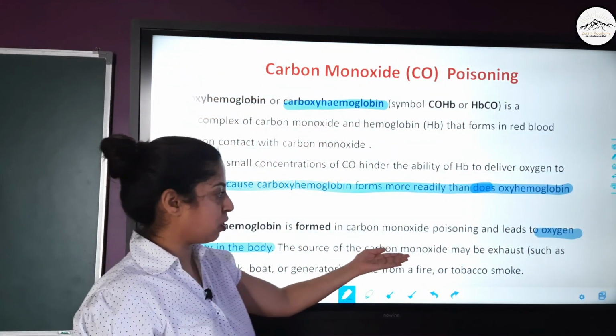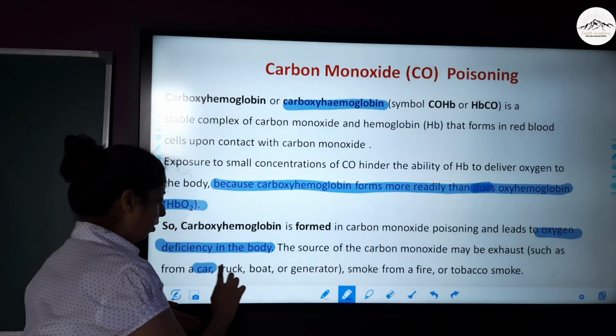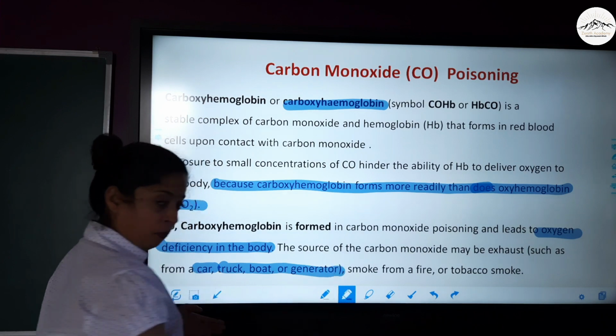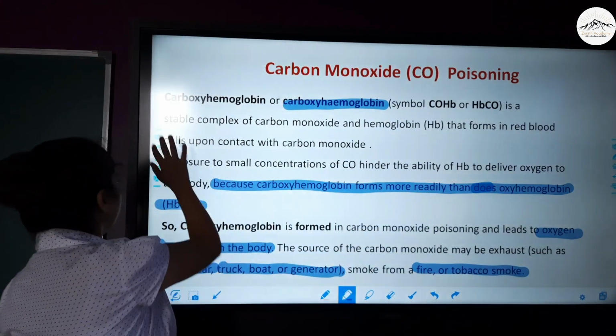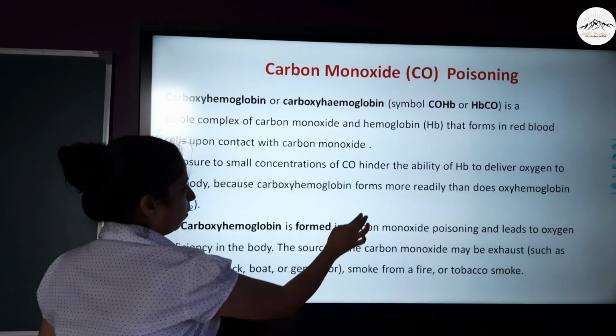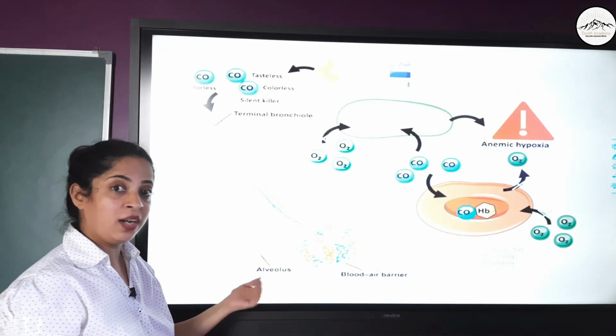Now what are the sources of this carbon monoxide? It can be exhaust such as from a car, truck, boat or generator. It can also be smoke from a fire or tobacco smoke. Now let's learn about carbon monoxide from a pictorial diagram.